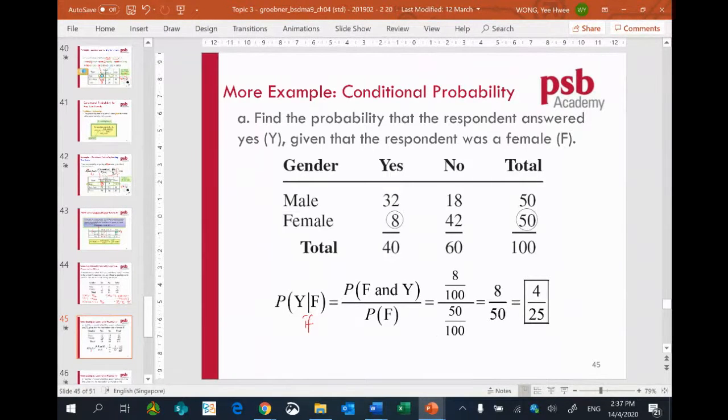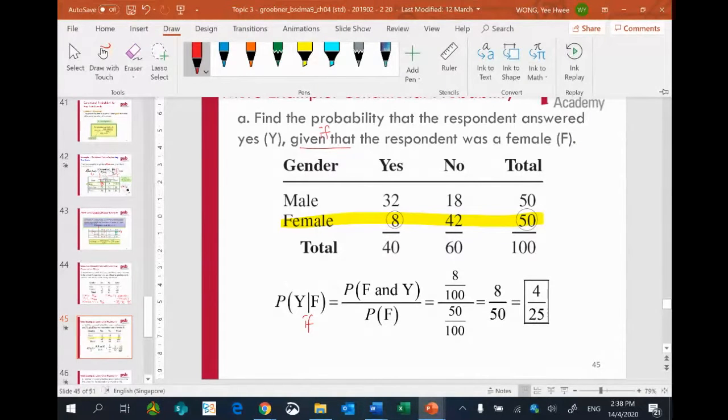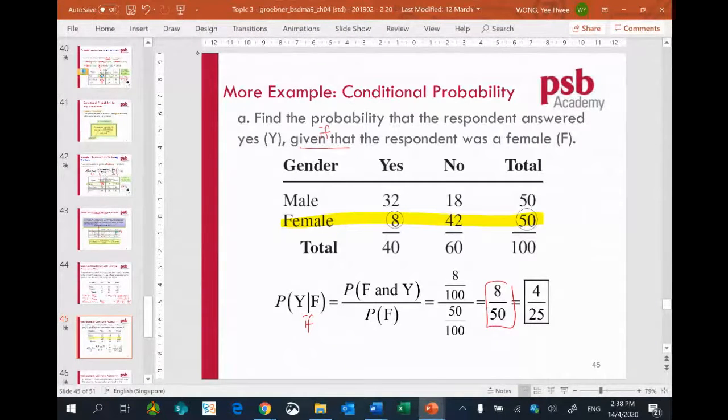What's the chance that the respondent said yes, if the respondent was a female? Respondent was a female. So you look at this. Just look at this rule. Because it says the condition is a female, if the person is a female, right? So you only look at this rule. So what do you want? You want answer yes. Yes in female. So how many yes? 8 over 50. Straight away write this. From here, straight away you answer the question. Okay, then you press the calculator to get the decimal.